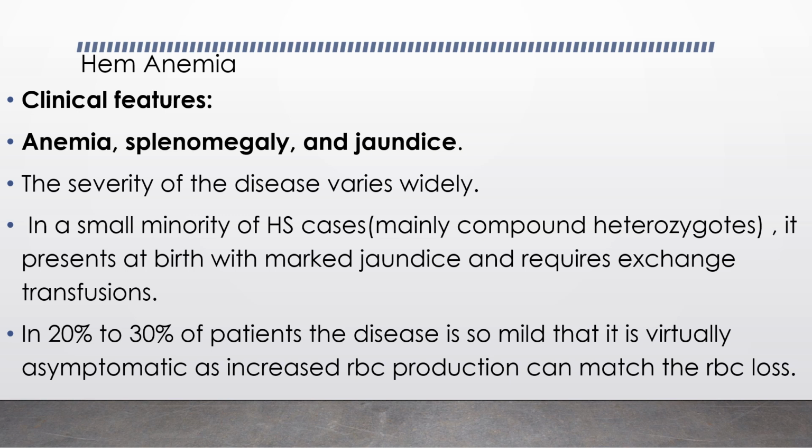Anemia, splenomegaly, jaundice, like we already discussed, and in compound heterozygotes, smaller number of cases, the anemia is present at birth. Jaundice, of course, requires transfusions. Sometimes in some people of this mixed origin, it is quite mild or asymptomatic. And the reason is that increased RBC production can match the RBC loss because there is less loss, so the production can keep up by increasing itself.